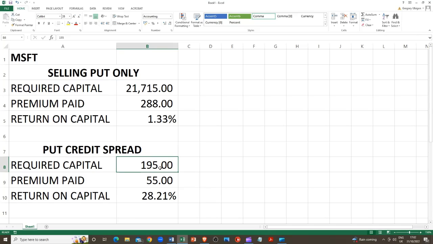Whereas with the put credit spread, you will lose $195 if Microsoft's price drops below the $219 that was mentioned in the contract on or before the expiry of the put credit spread contract that you go into. That's the difference, and it's worth noting. So it's higher risk, but also higher returns.